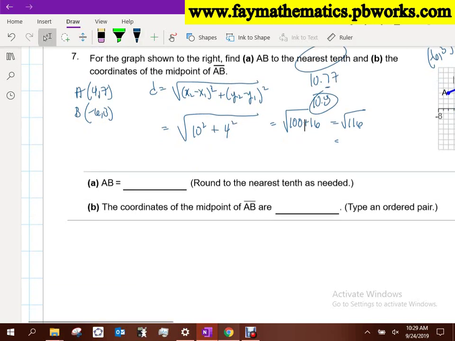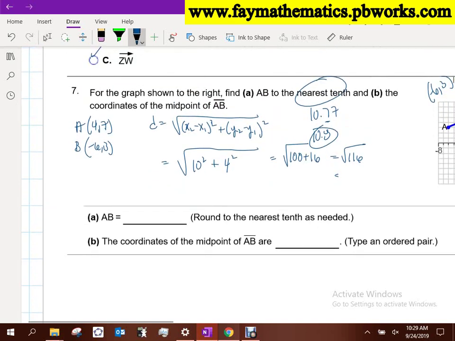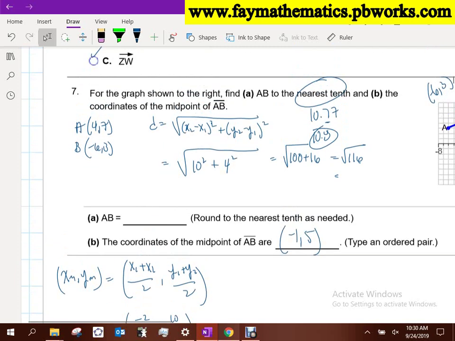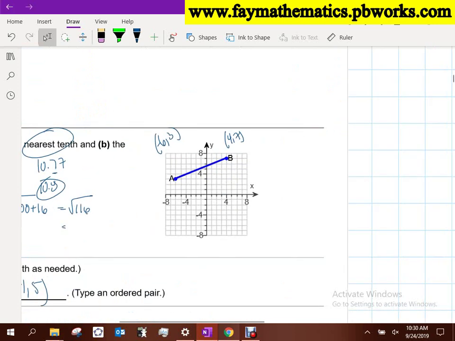Now the coordinates of the midpoint, typed as an ordered pair. So the midpoint, remember that formula: x sub m comma y sub m is equal to x1 plus x2 over 2, y1 plus y2 over 2. Again, adding my x's, 4 and negative 6 gives me negative 2 over 2. Add my y's, I get 10 over 2. So we'd be looking at negative 1 comma 5. And just double check that. Go negative 1 up to 5. It'd be right there where my cursor is. That looks like it's halfway in between A and B. It guarantees I'm right.